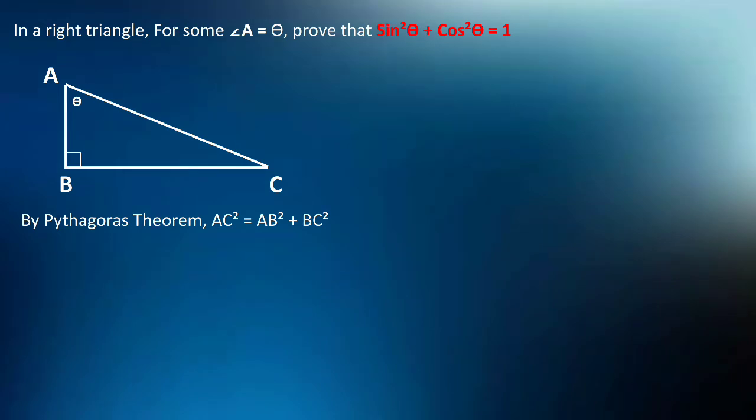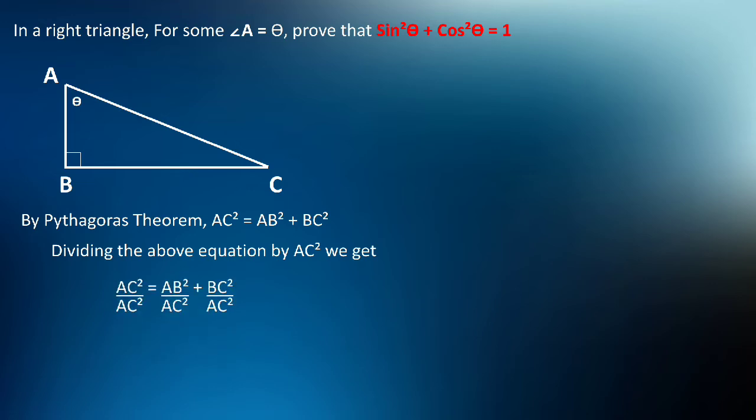That's how I got it. So in the next step, we'll take this theorem of Pythagoras and divide it by AC square. So dividing the above equation by AC square, we get, now you'll have to divide all three terms throughout the equation, because you can't divide it only in one place. So AC square upon AC square will be 1.